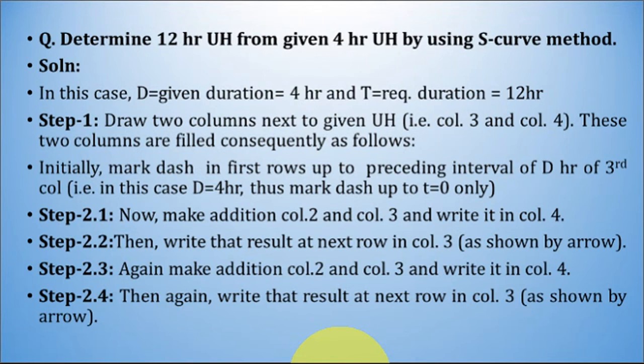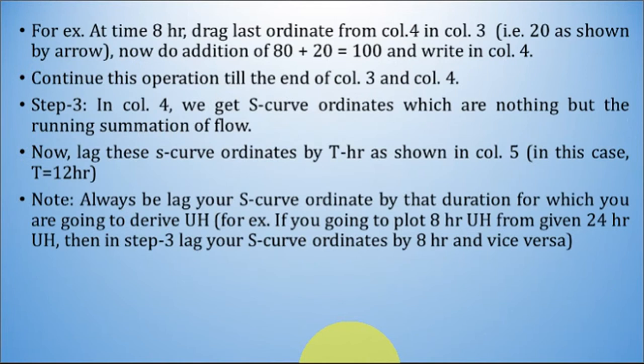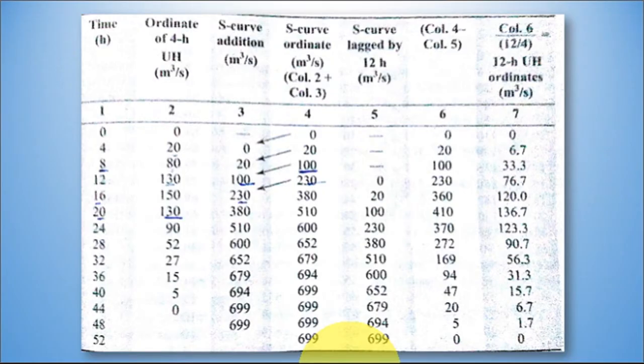Likewise, here is another similar example we are going to see, in which it is asked to determine the 12-hour unit hydrograph from the given 4-hour unit hydrograph by using the S curve method. In this case d is the given duration, that is 4 hours, and t is the required duration for calculation, that is 12 hours. There is a lag of 8 hours. Draw two columns next to the unit hydrograph. So let us go to the table. First of all we will see the table.